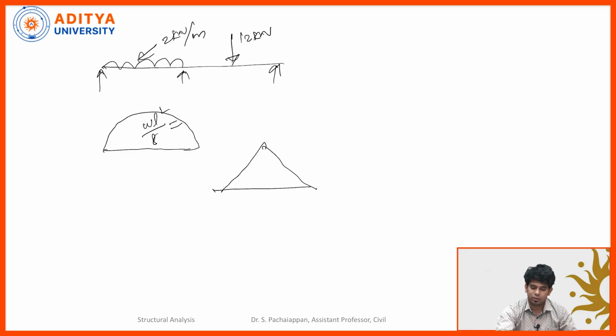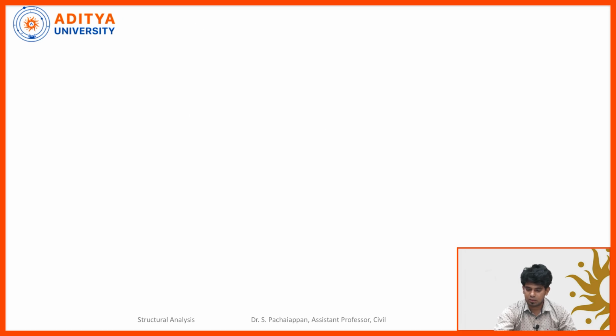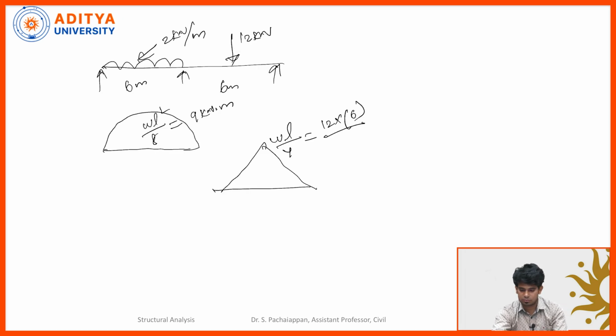By substituting the value of 2, I will be getting 9 kilonewton meter, and this other one is nothing but WL by 4. So W is 12 and L is 6 meters. So this is PL by 4, by substituting this I will be getting 18 kilonewton meter.